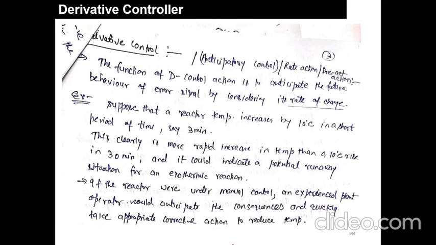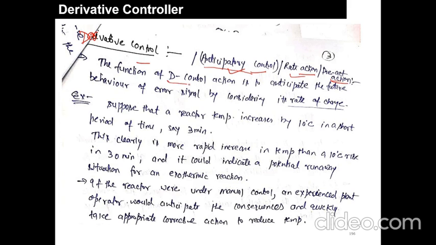Now come to the derivative controller. Derivative control is also called anticipatory control, rate control, or pre-action control. Why is it called anticipatory control, rate control, pre-action? You can see from this example. First, I will clear what the derivative control is.